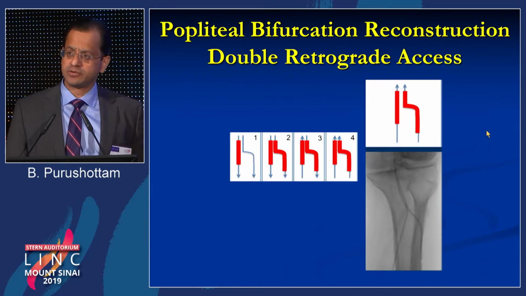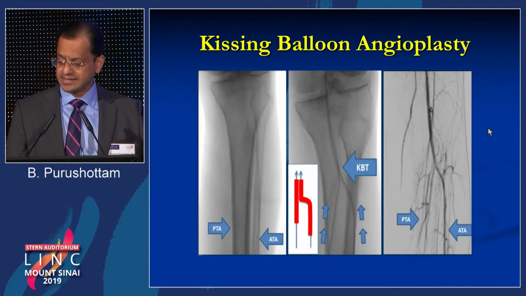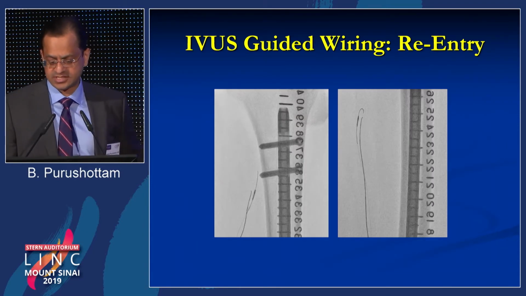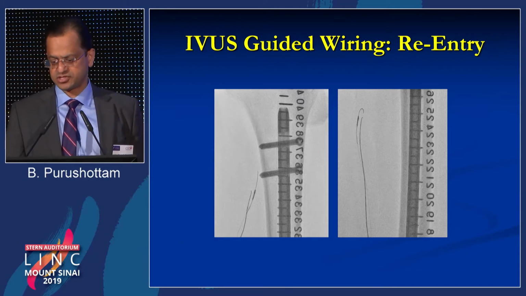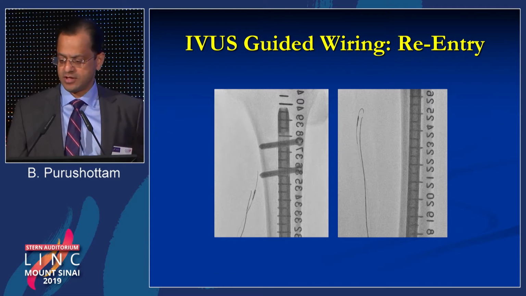So here's a technique where essentially you get bilateral retrograde access. You pass the wires up, and then you perform balloon inflation into the PT, into the posterolateral, to the popliteal artery, so keeping it simple. It's basically retrograde access. Here's a technique described by the Japanese. Essentially you have two wires: one wire with the IVUS and another wire which is your finding wire.